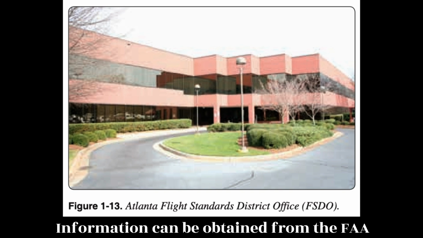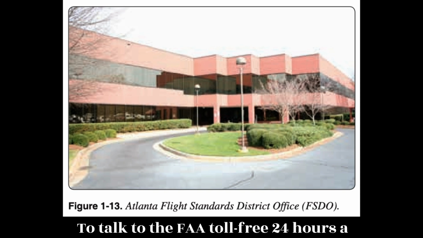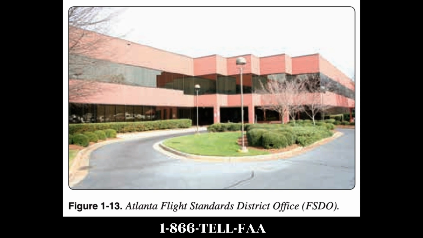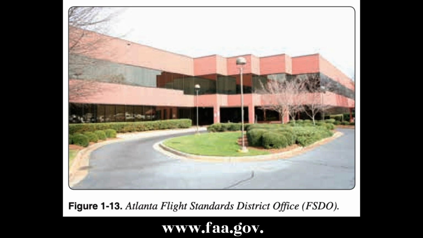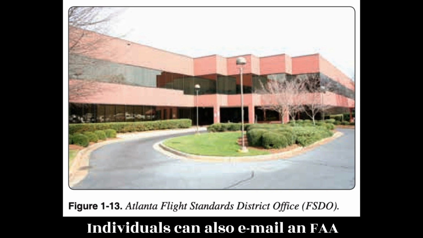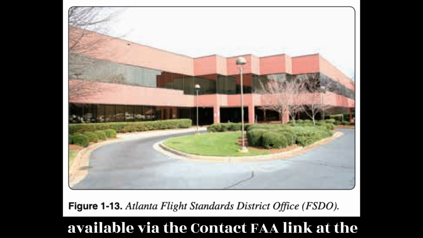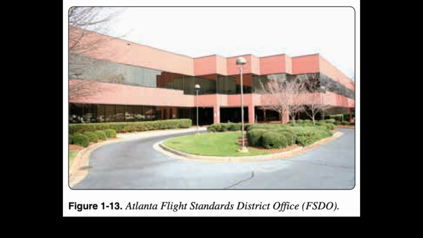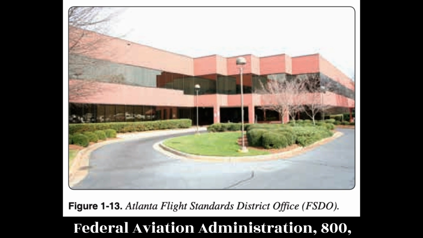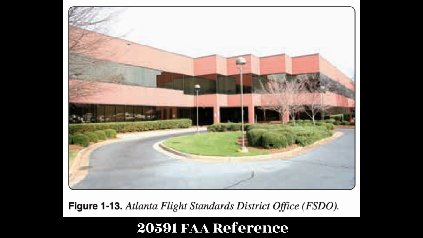Obtaining assistance from the FAA. Information can be obtained from the FAA by phone, internet/email, or mail. To talk to the FAA toll-free 24 hours a day, call 1-866-TELL-FAA, 1-866-835-5322. To visit the FAA's website, go to www.faa.gov. Individuals can also email an FAA representative at a local FSDO office by accessing the staff email address available via the Contact FAA link at the bottom of the FAA homepage. Letters can be sent to Federal Aviation Administration, 800 Independence Avenue, SW, Washington, DC 20591.